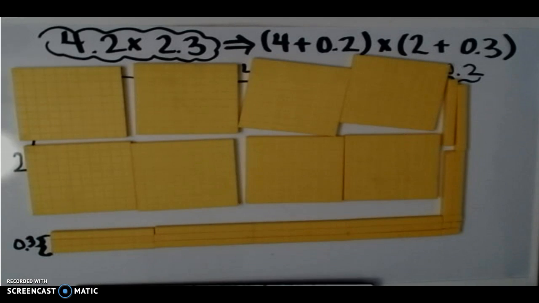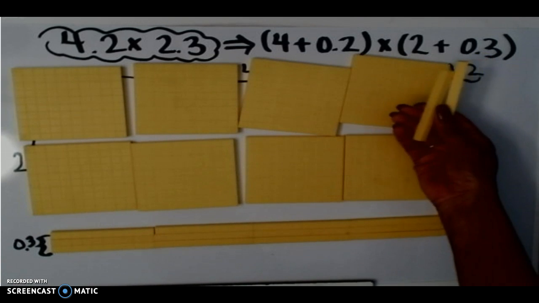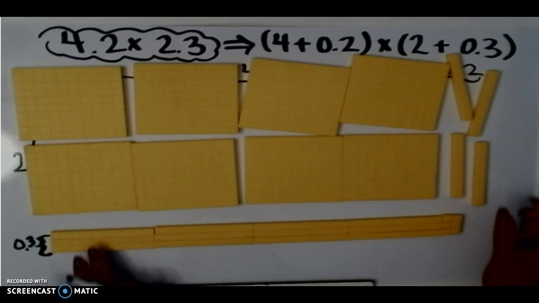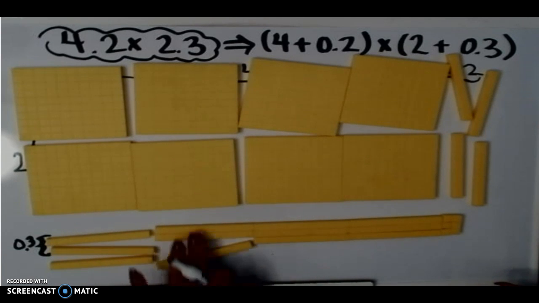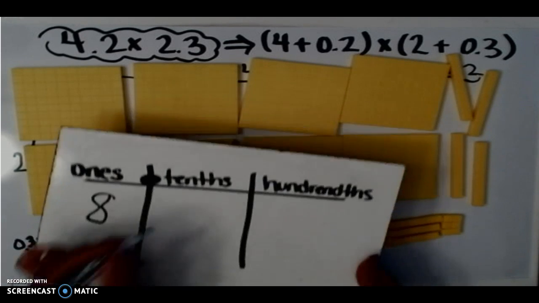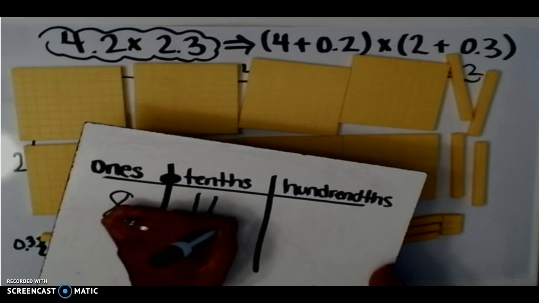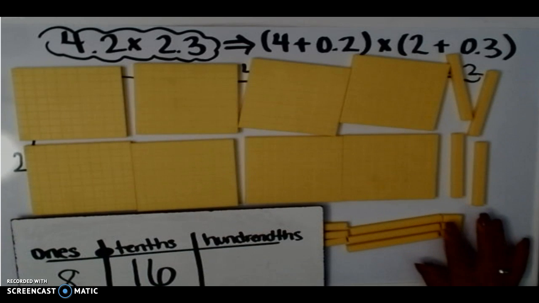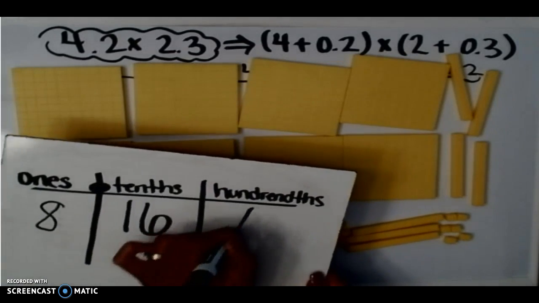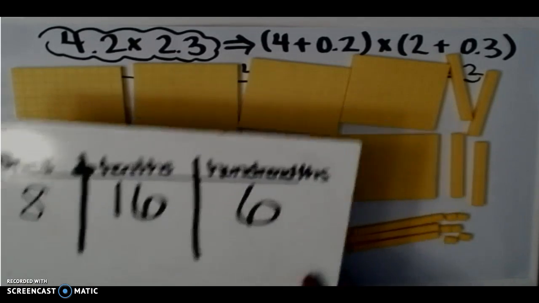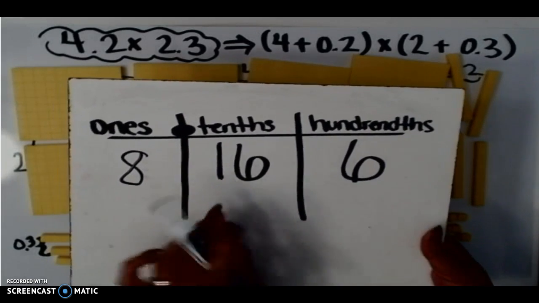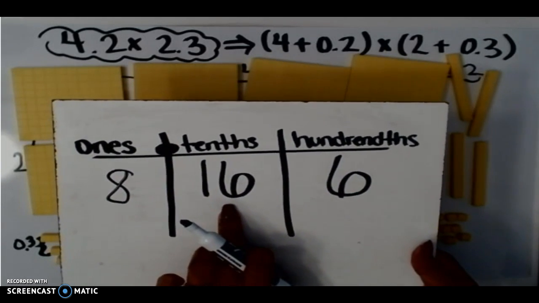Let's count up my tenths. I have 1, 2, 3, 4, 5, 6, 7, 8, 9, 10, 11, 12, 13, 14, 15, 16 tenths. And I have 1, 2, 3, 4, 5, 6 hundredths. So now when I'm thinking to write my number, I have 6 hundredths, 16 tenths.